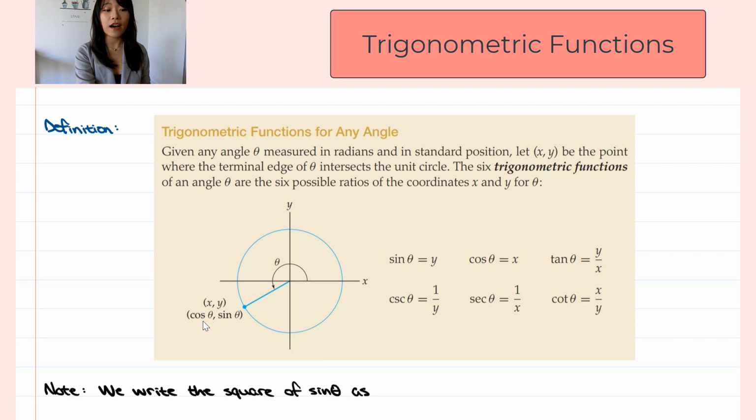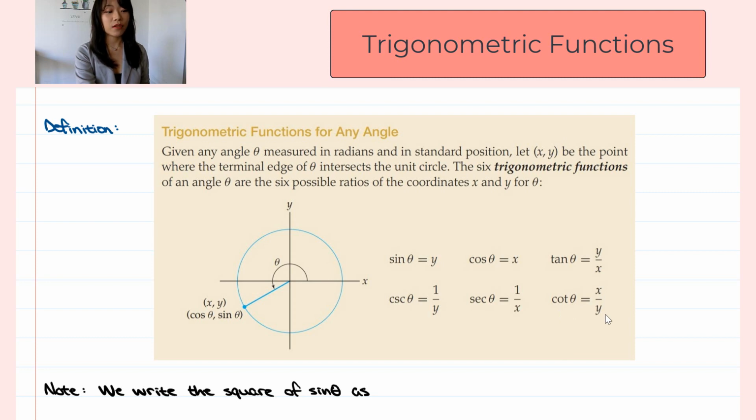And since we can write the other 4 trigonometric functions in terms of sine and cosine, tangent theta is sine divided by cosine, so this value would be the y coordinate divided by the x coordinate. Cosecant theta is 1 over sine theta, so it would be 1 over the y coordinate of the point. Secant theta is 1 over cosine, so it would be 1 over the x coordinate. And cotangent theta is 1 over tangent theta, so it would be the x coordinate divided by the y coordinate.